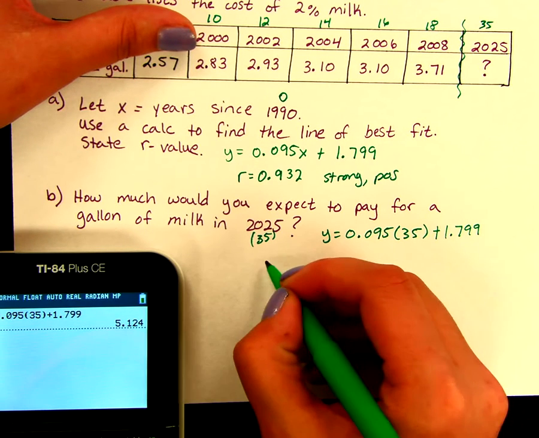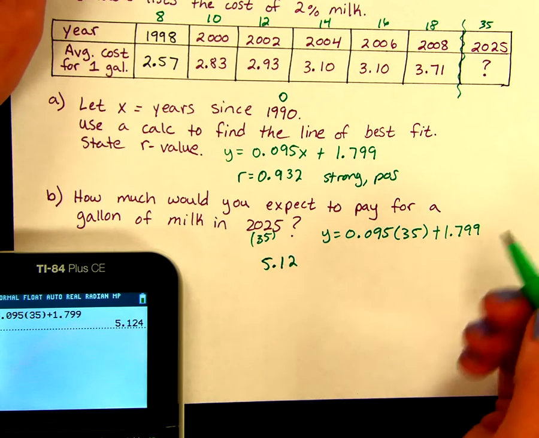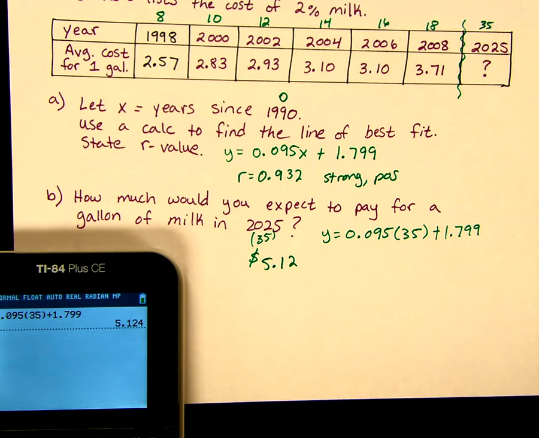So it's going to be 5.12. And again, we're talking about cost, so we should use our dollar sign to show that. So it looks like milk's going to be about $5 in 2025. And that is also going to conclude our lesson.